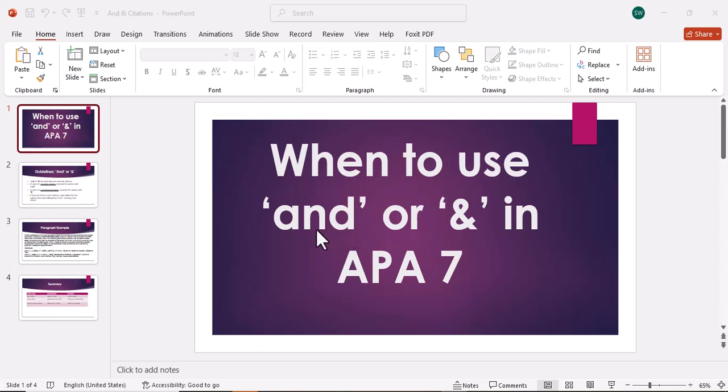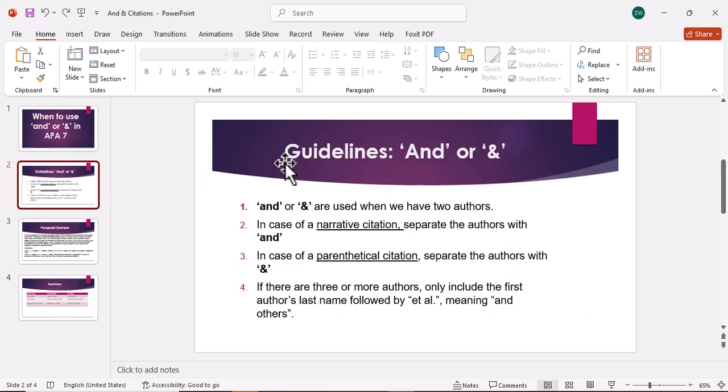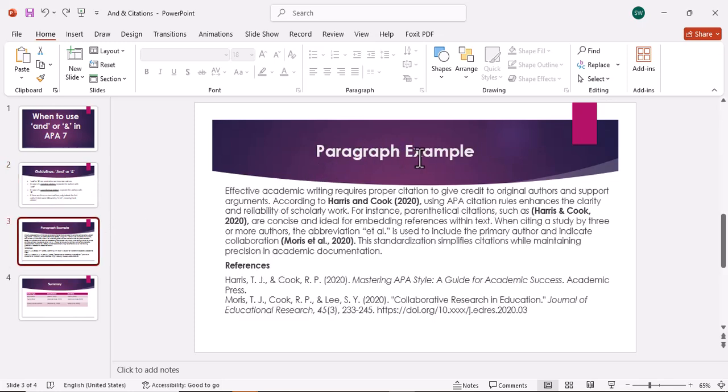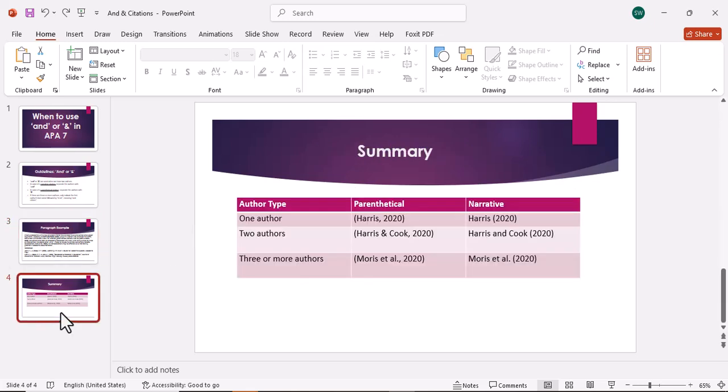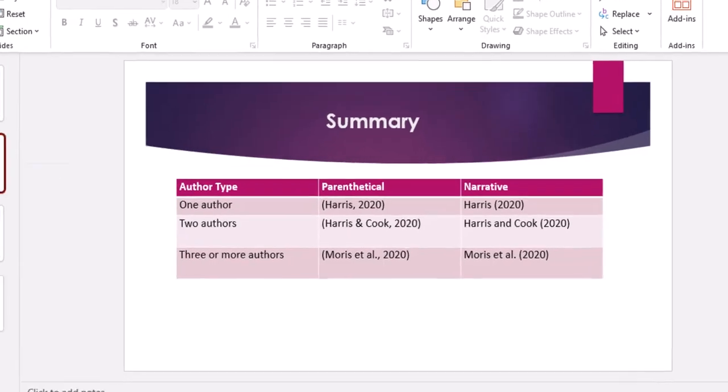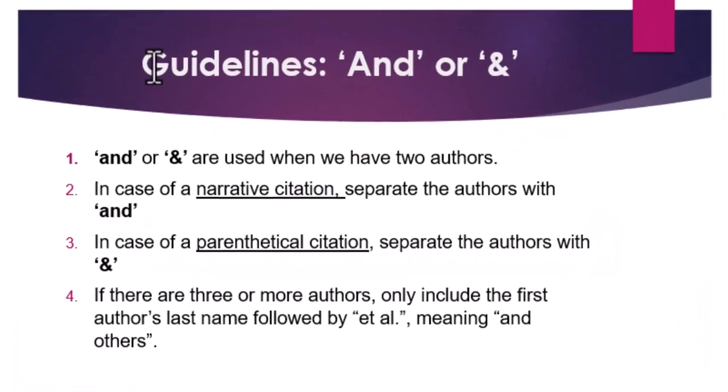So we shall be looking at when to use the word "and" or the symbol "&" in APA 7. We shall be looking at the guidelines on when to use "and" or the symbol "&". Then we shall also be looking at an example of how to use them in a paragraph, and then we shall have a summary of whatever we have learned so far. So let us start with the guidelines of when to use "and" or the symbol "&".